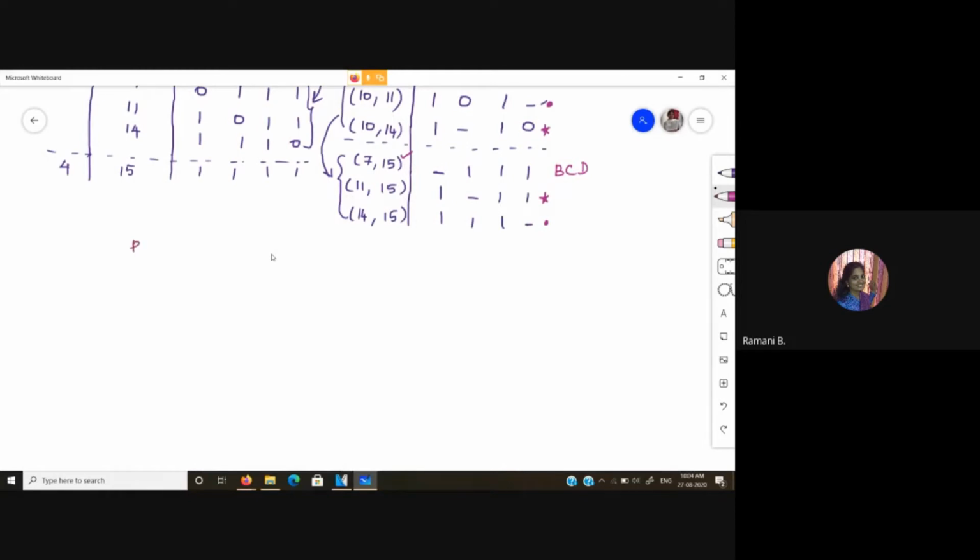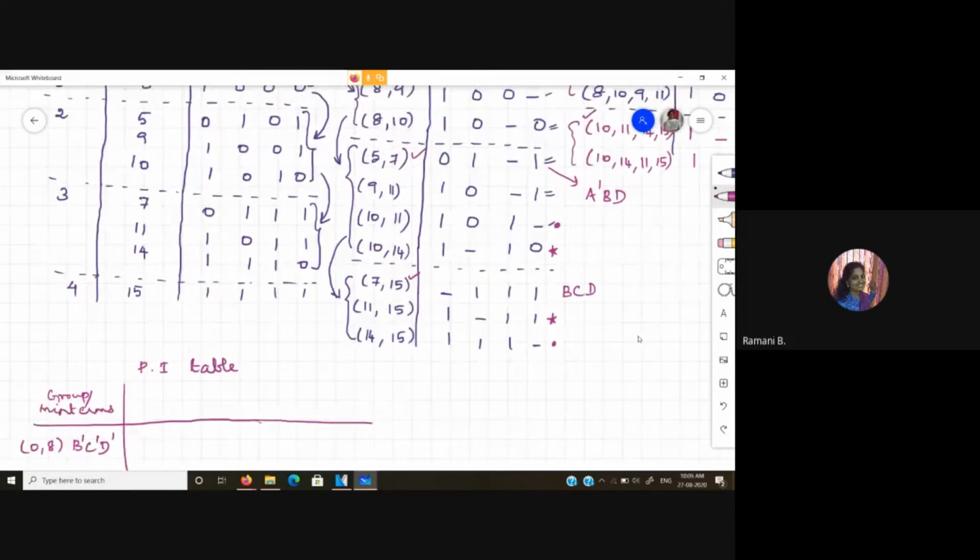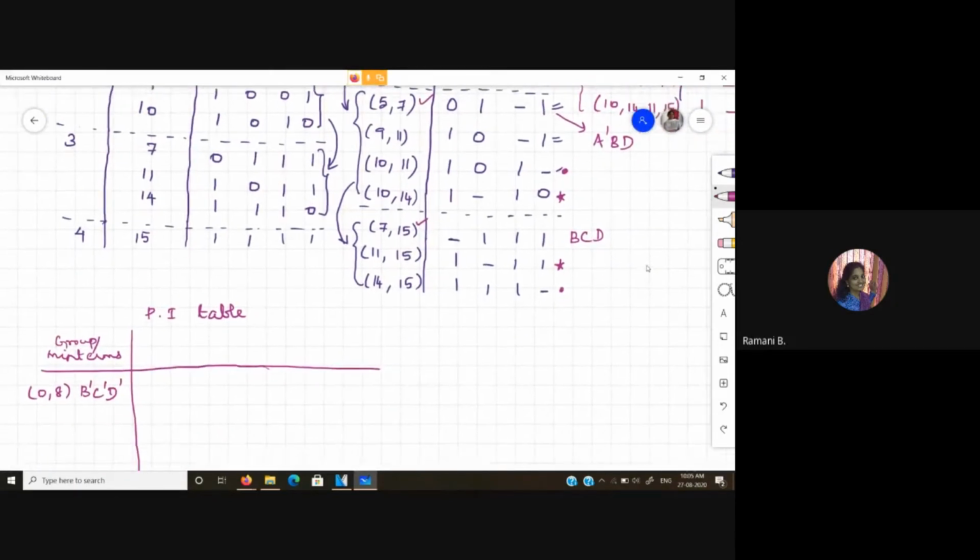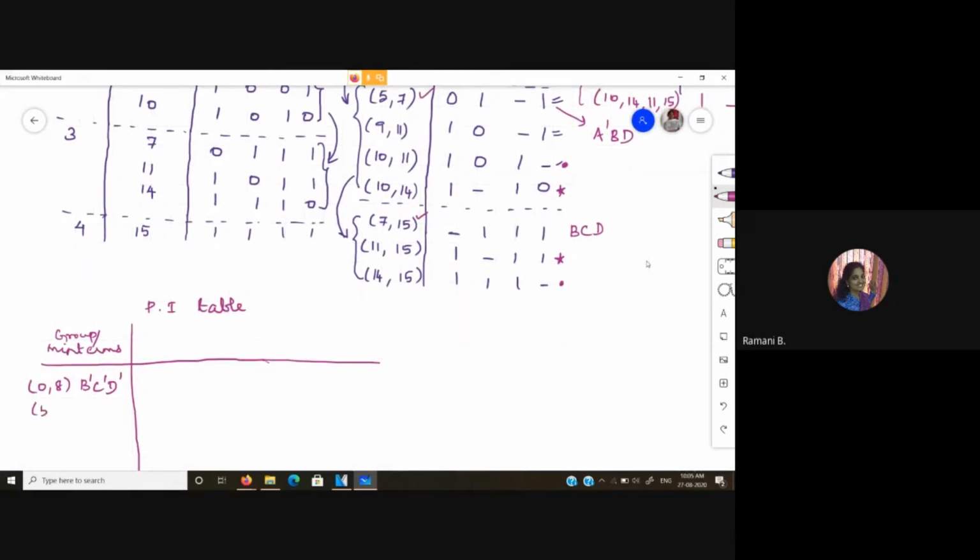So the prime implicant table. So the terms and the group of terms. So we have with 0, 8 we had B bar C bar D bar. Then 5, 7 we had A bar BD, and 7, 15 we have BCD.